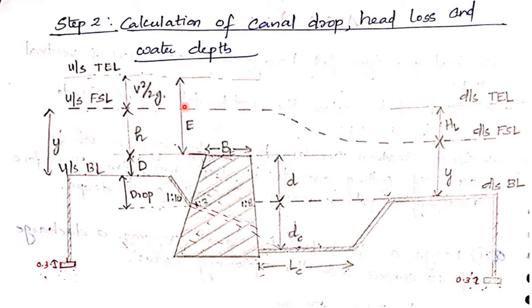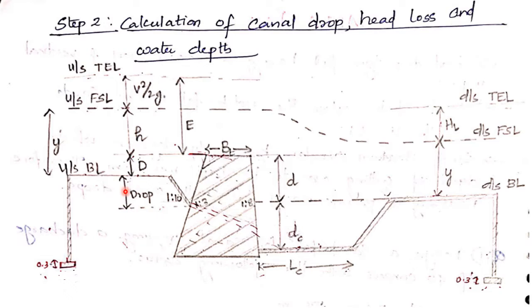This dotted line is the upstream full supply level, and from that, at a height of V square by 2G, we have the upstream total energy line. This Y is the upstream water depth. Small d is the gap between top of the crest wall and upstream bed level. Then we have small h, the gap between top of the crest wall and upstream FSL. And E is the gap between top of the crest wall and upstream total energy line.